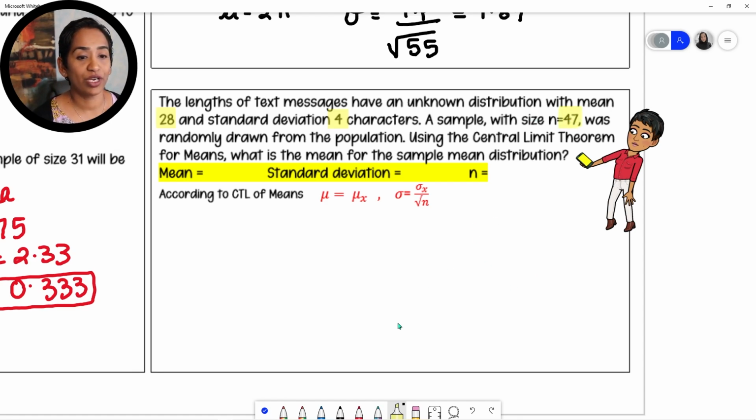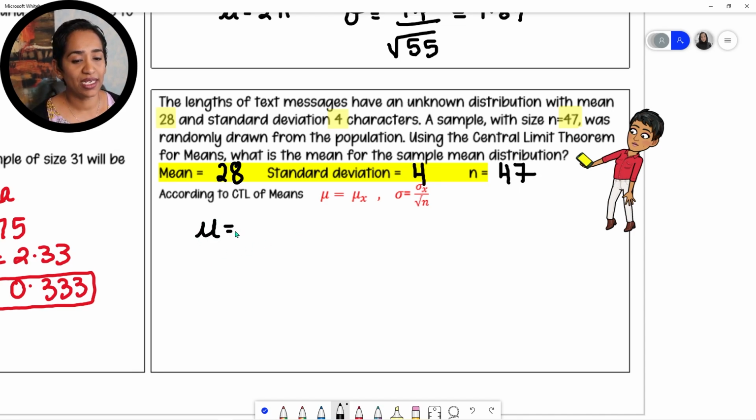And a sample size of 47 was randomly drawn. So 47 different text messages have been sampled. And they say, according to central limit theorem, what is the mean of the sample mean of the distribution? So I know the mean here is 28. Standard deviation is 4. And sample size is 47. So according to central limit theorem, the mean is the same as the mean of the sample, and the standard deviation is standard deviation of the sample divided by square root of 47.